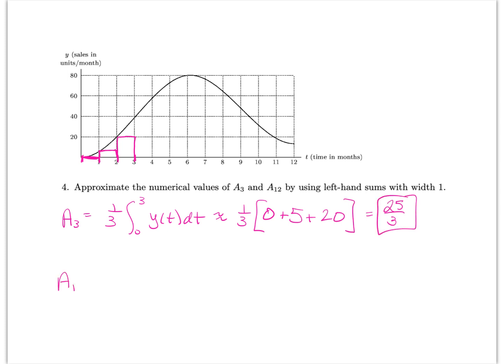And then a 12 is going to be 1/12 times the integral from 0 to 12 of y of t dt. So that would be 1/12 times... Okay, I already have the first 3 rectangles drawn here. Their areas were 0, 5, and 20. And then I have to keep doing this all the way until I hit 12. So just draw in the rest of these rectangles.